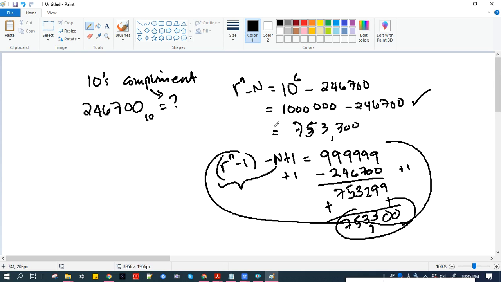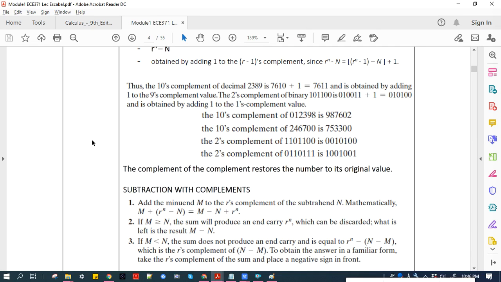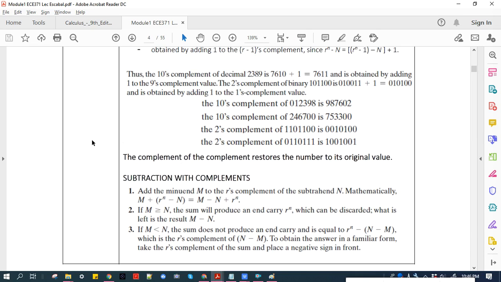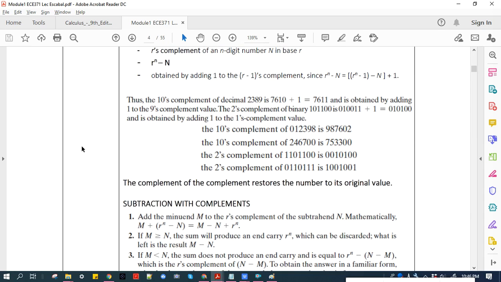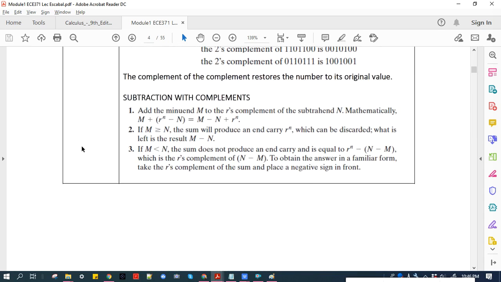Should have the same answer, since negative 1 and plus 1 will just cancel, so it will just go back to this equation. We are done with the Radix Complement and the diminished Radix Complement. Let's go to the process of subtraction with complements.